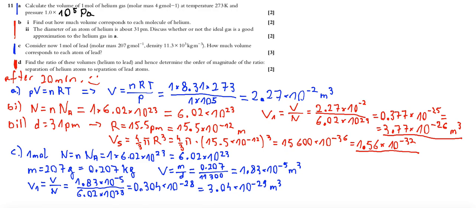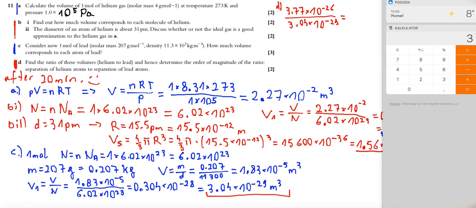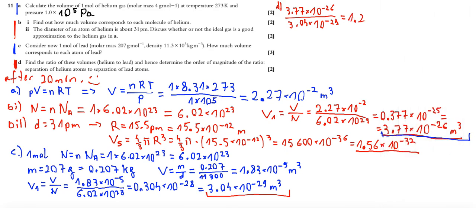Okay, so we have to take this volume for lead and this volume for helium. And the question is about the ratio. So the ratio of these volumes, helium to lead. This is D. So we have to divide 3.77 times 10 to the power of minus 26 by 3.04 times 10 to the power of minus 29. Okay, so calculator: 3.77 divided by 3.04 is equal to 1.24, times 10 to the power of minus 26 minus minus 29 gives plus, so minus 26 plus 29 is plus 3. So the ratio is 1.24 times 10 to the power of 3.